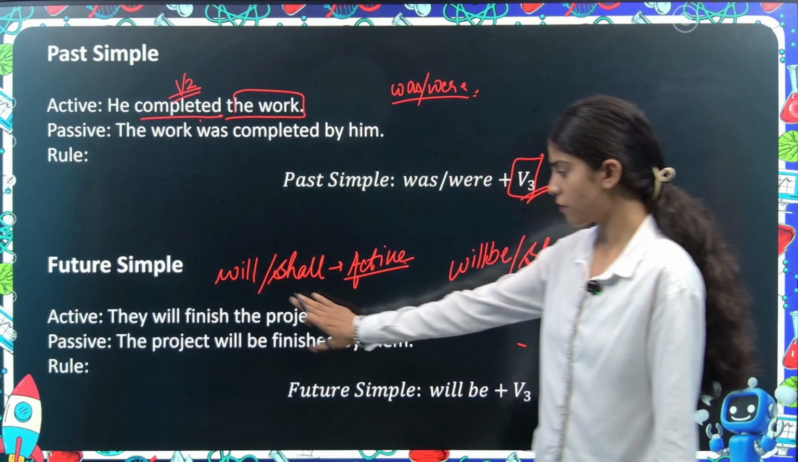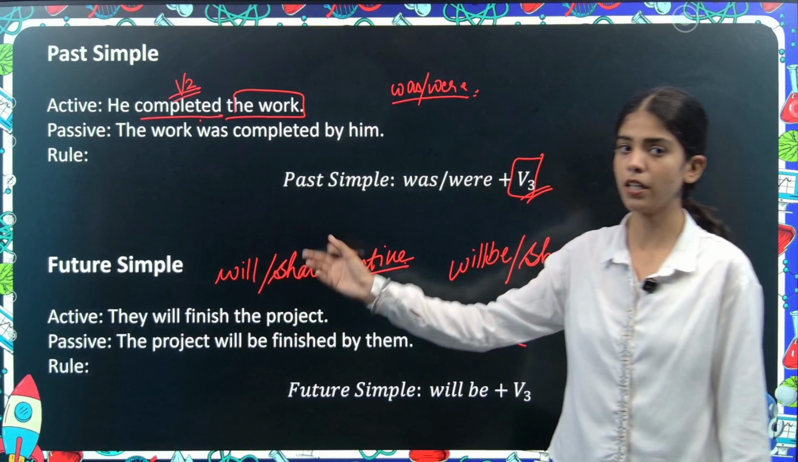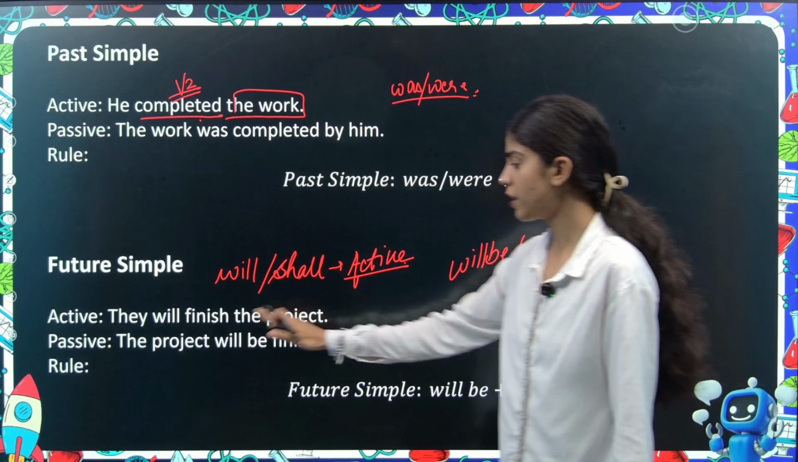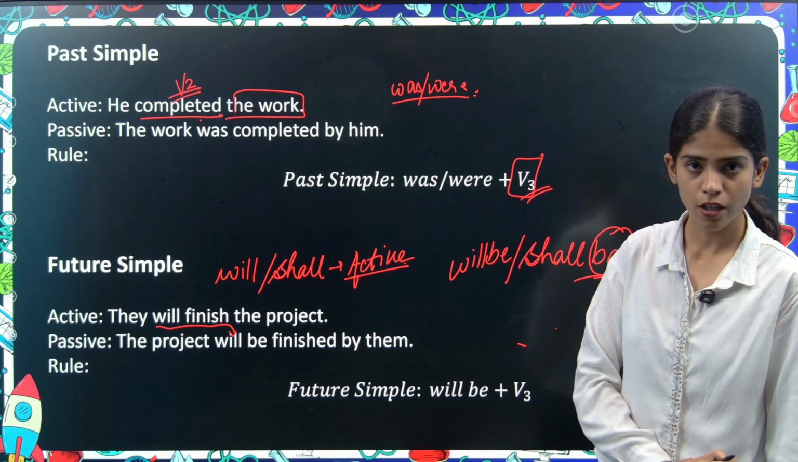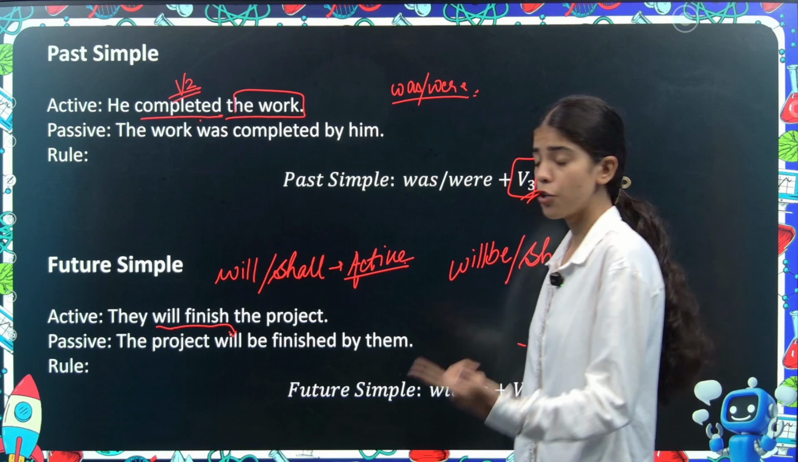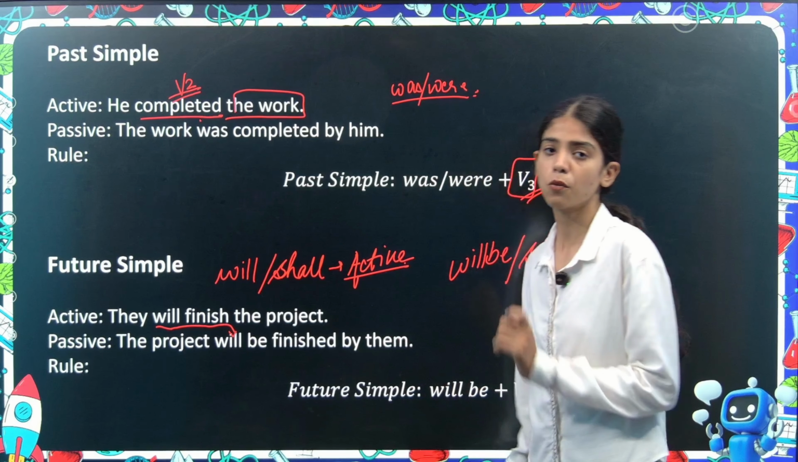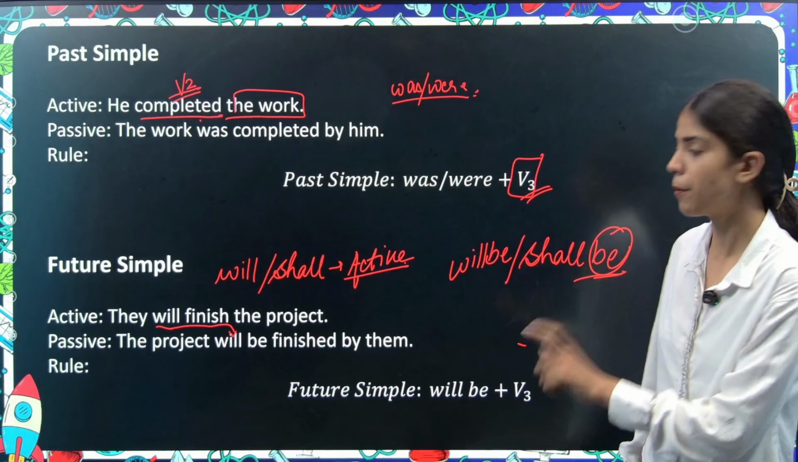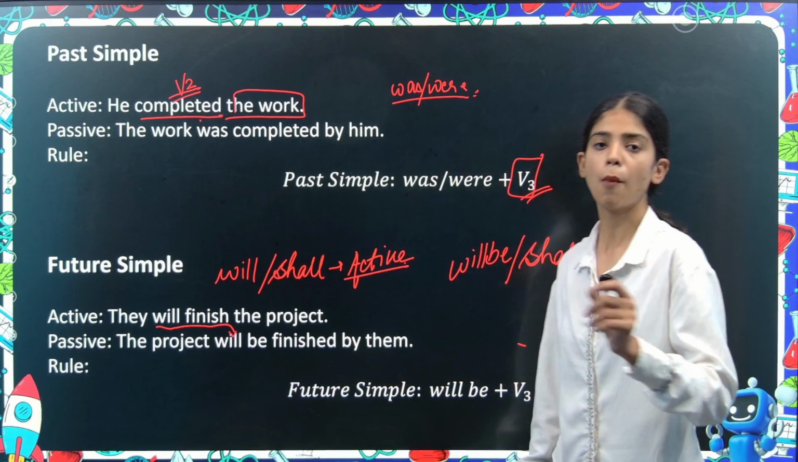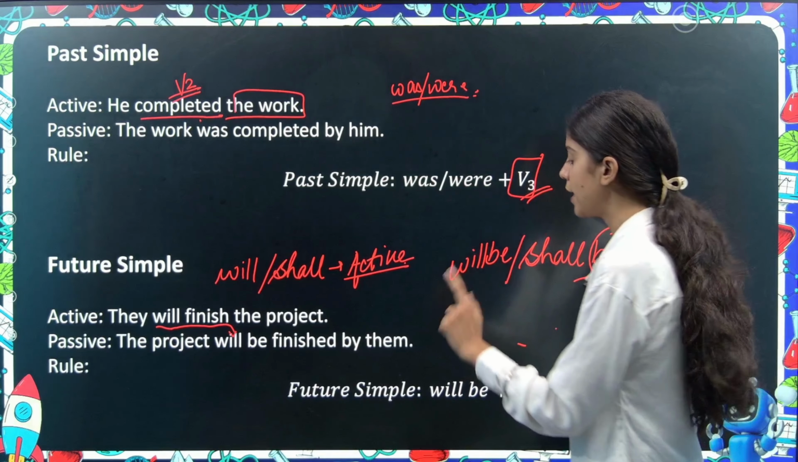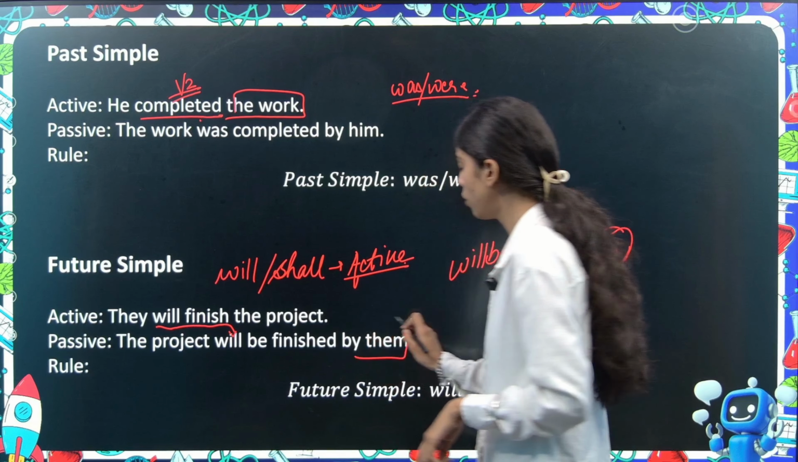So the project will go at the start. The project will be highlighted. The project, then will at its place, no change. But after will you have to add be. It is the rule: after will you have to add be. The project will be, then the third form of finish, finished by them. They will be converted into them.